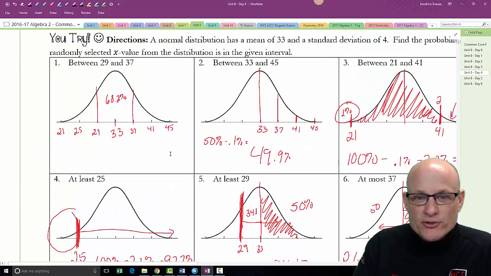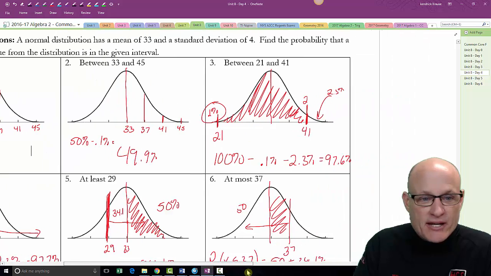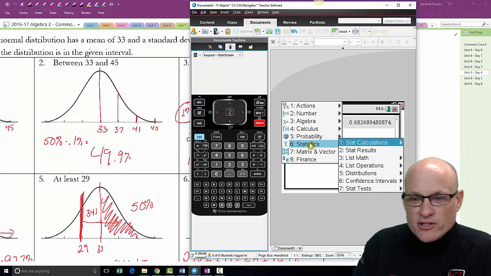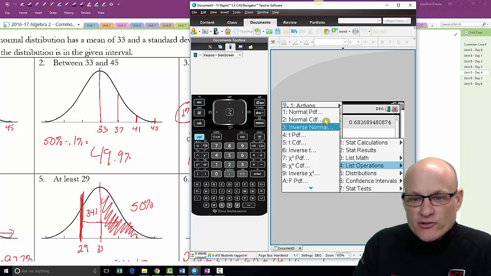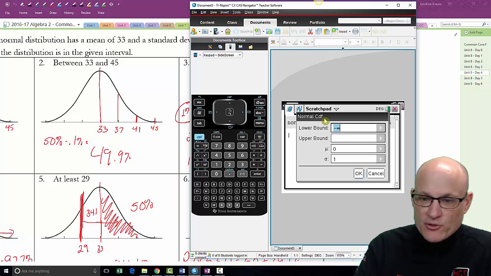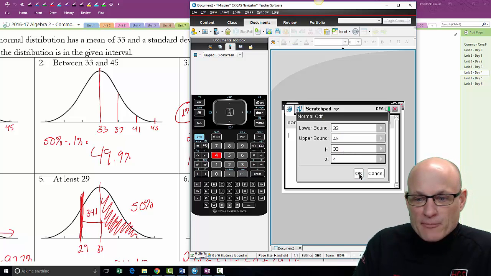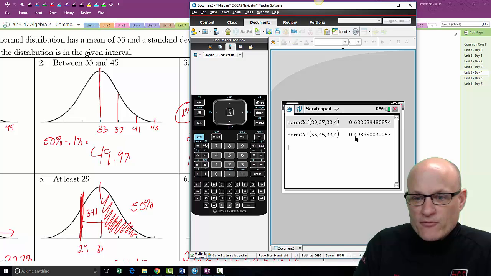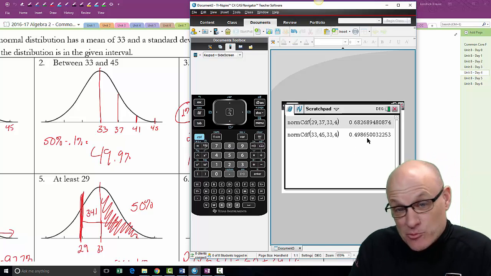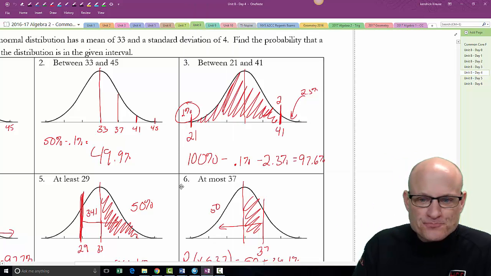So, pretty simple. But wait, let's do this one right here. We got between 33 and 45. So we'll do the same thing: menu, statistics, distributions, and normal CDF, between 33 and 45. So 33, 45, still 33, and 4. So hopefully this turns out to be 49.1%. Oh, look at that, 49.9%. I got 49.86%. Really close.